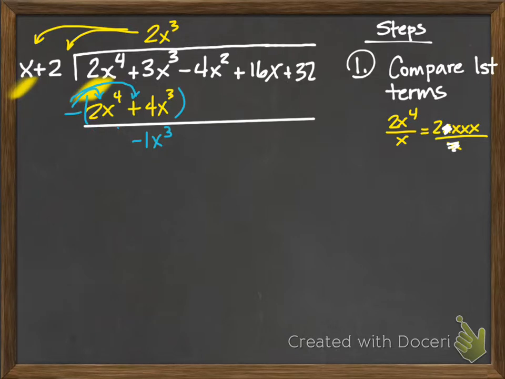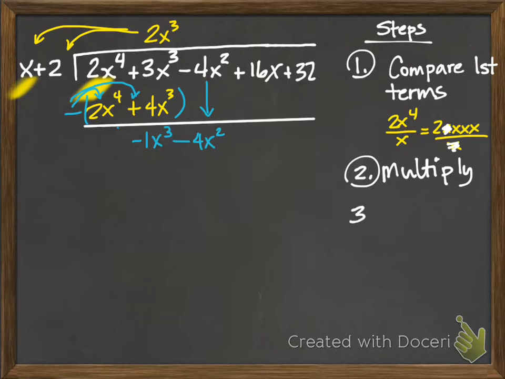And okay, so now, just like we used to a long time ago, we're going to bring this next term down. So we have negative 4x squared. So let's see, I'm behind on my steps over here. So first step was compare first terms. We did that. Then our next step was multiply. So we multiply what we got by what we were dividing by. So we multiplied the 2x cubed by the x and by the plus 2. After that, we subtracted.